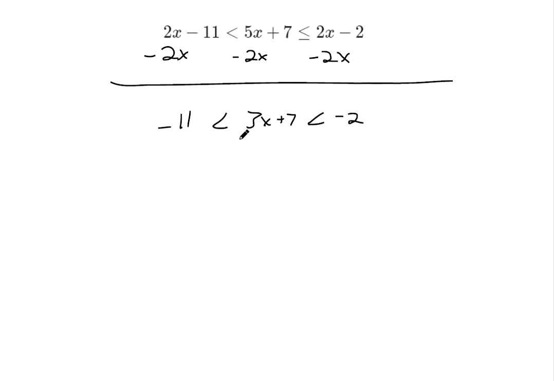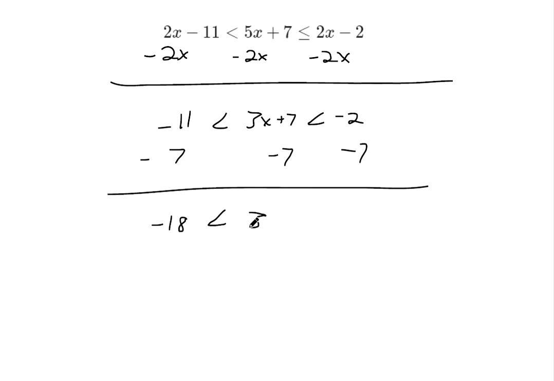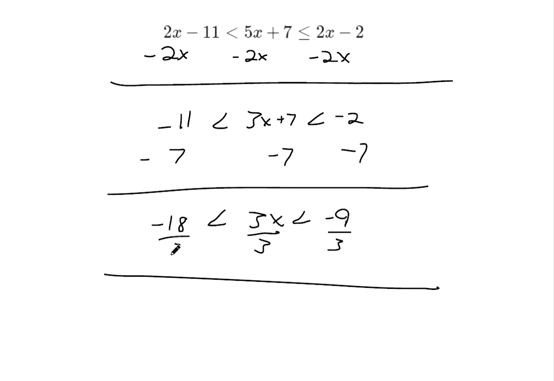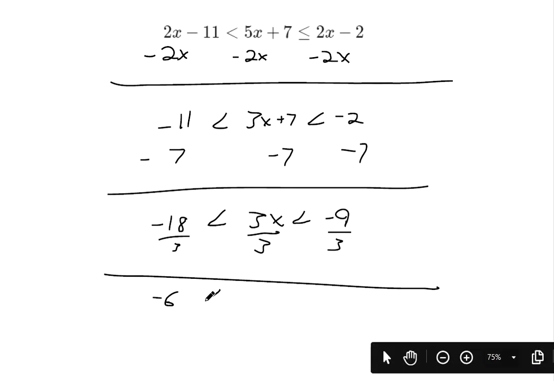And now our goal is to get x by itself, so I'm going to subtract that 7 from the center. And since we said there's 3 sides, I've got to subtract 7 from both of those. And then to get x by itself to finish, I'm going to divide everything by 3. So -18 divided by 3 makes -6. And then -9 divided by 3 makes -3. So there's our solution.